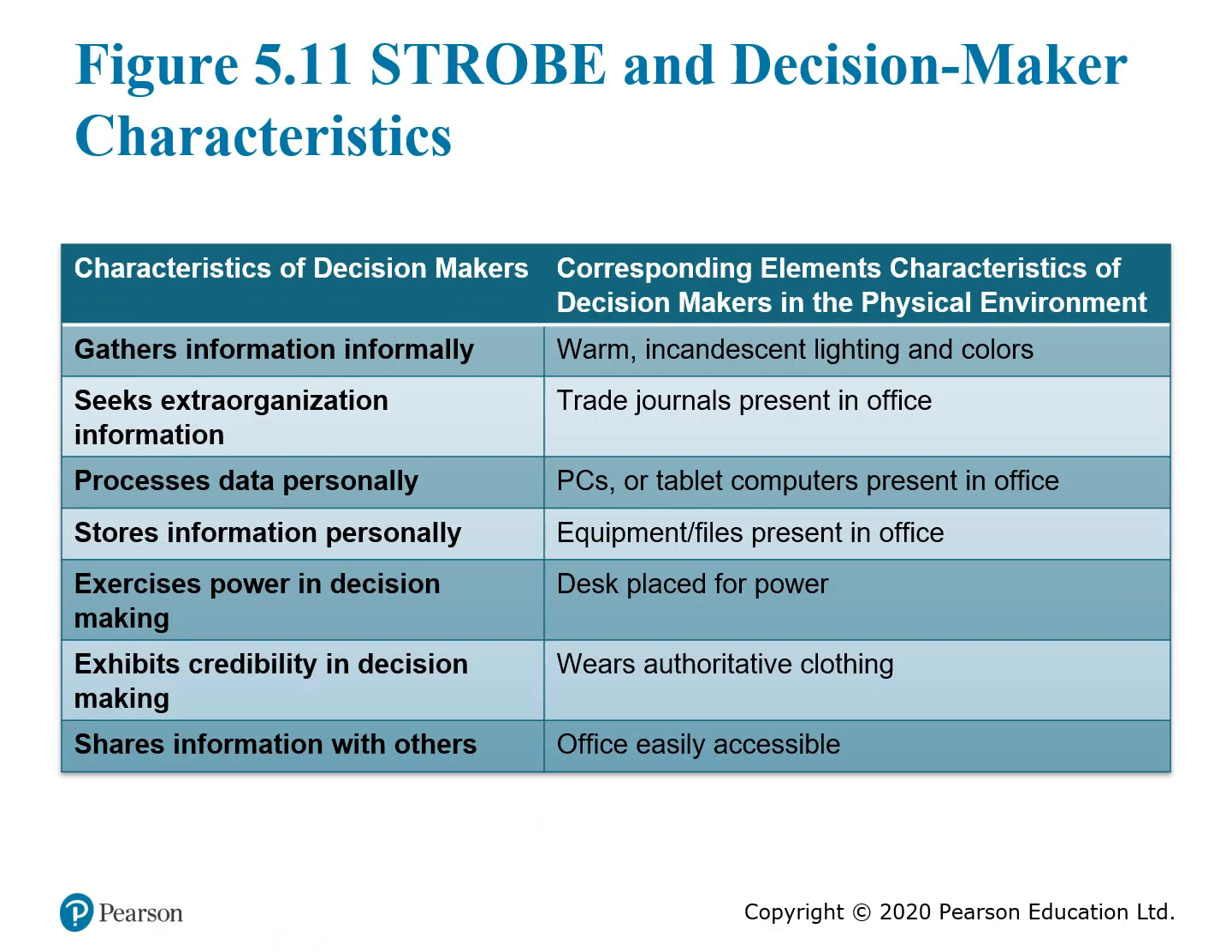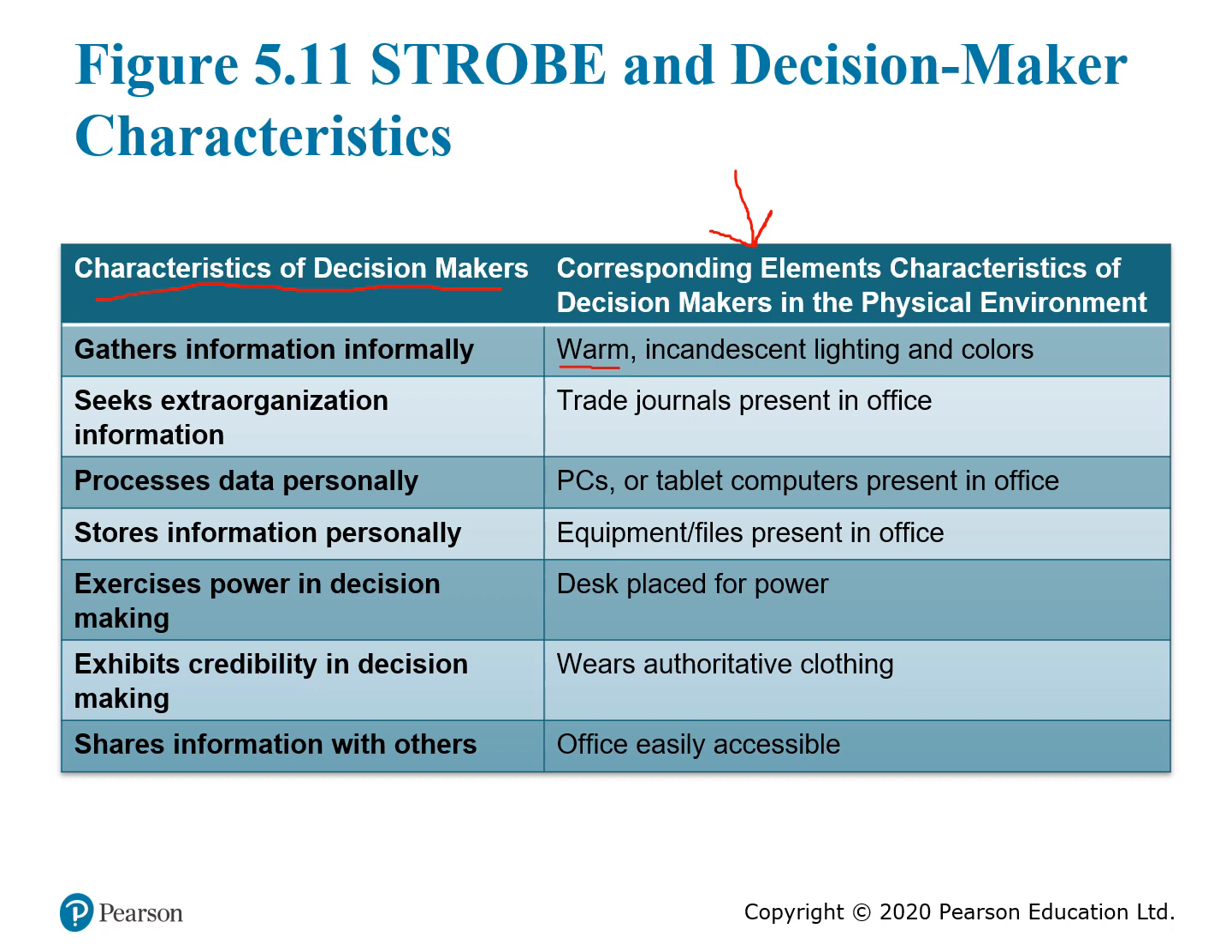So this figure summarizes STROBE and the decision makers' characteristics. On the left side, we have the characteristics of decision makers. If they are the type of person who gathers information informally, then in terms of the elements of STROBE, it is expected that the office lighting will be warm, with incandescent light and warm colors.